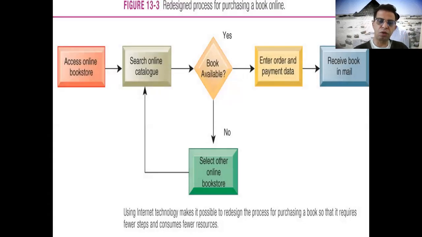Now, if you do it online, what do you do? You usually access the online bookstores, so you use the search online catalog, and then you see if the book is available. If yes, you enter the order and payment and receive the book in the mail. If no, then you select another online bookstore and go back to search, and you keep repeating this, with the same issues.